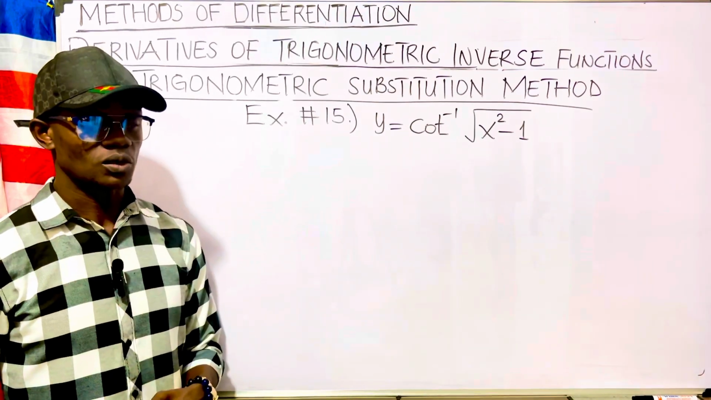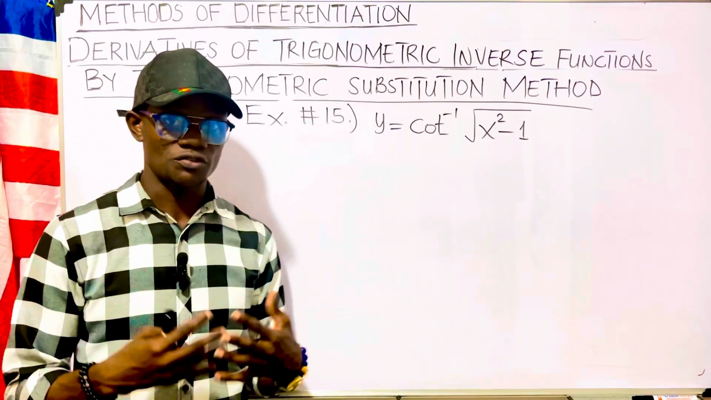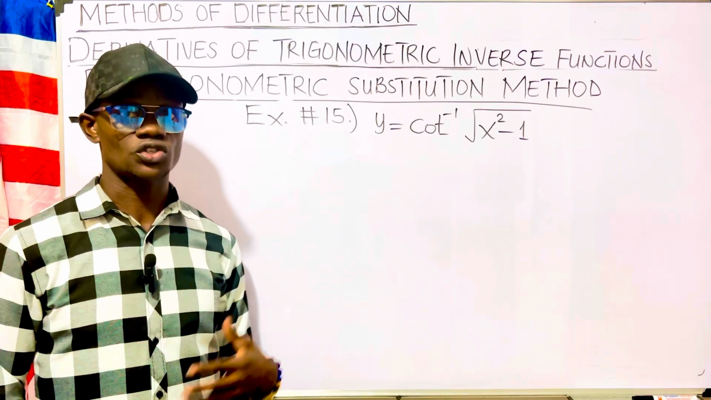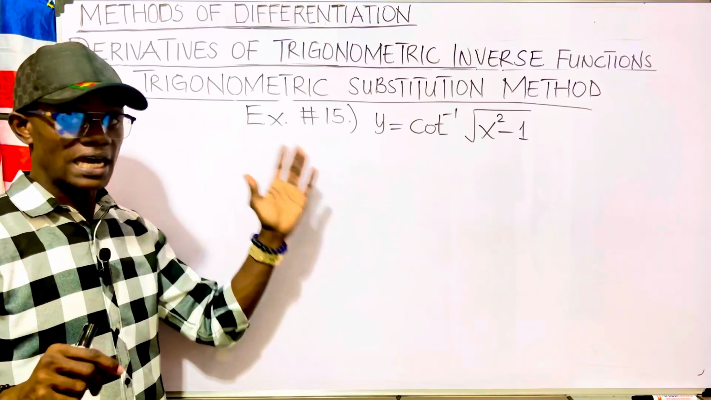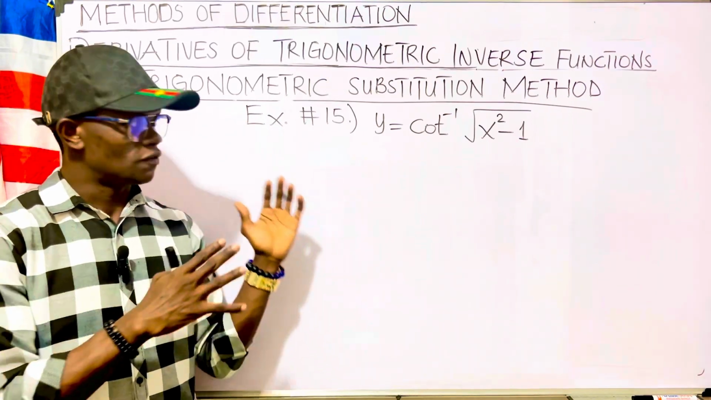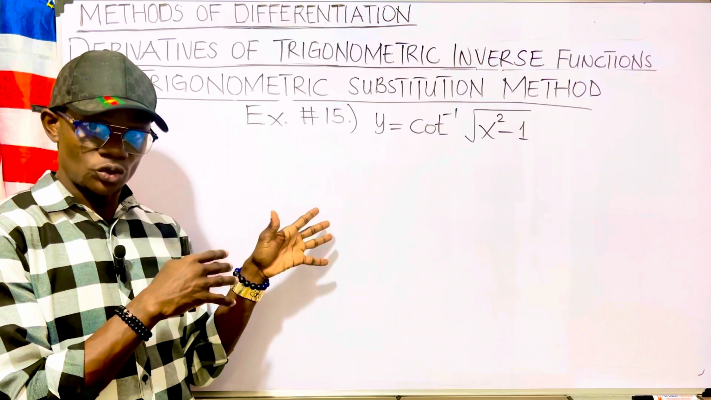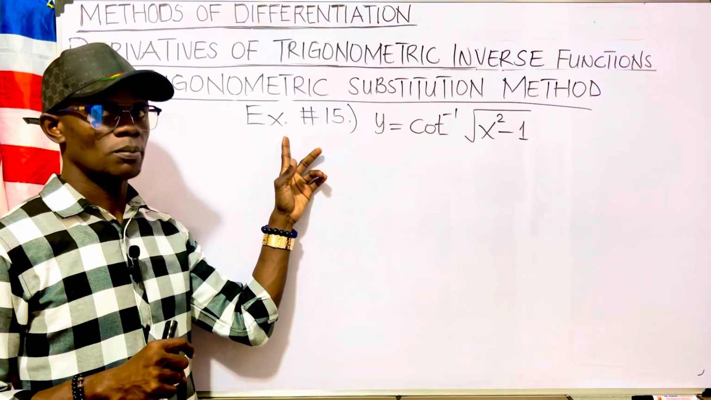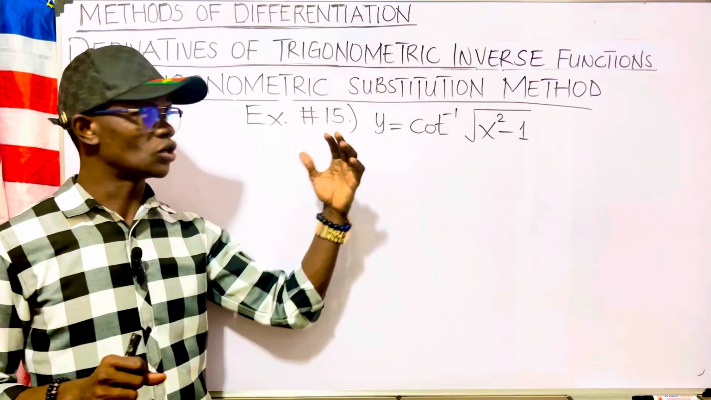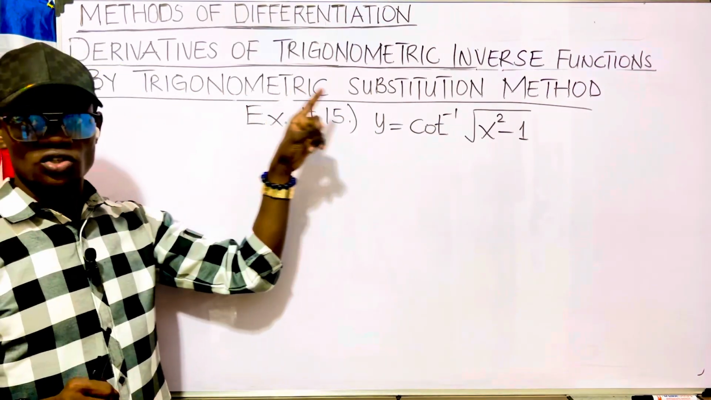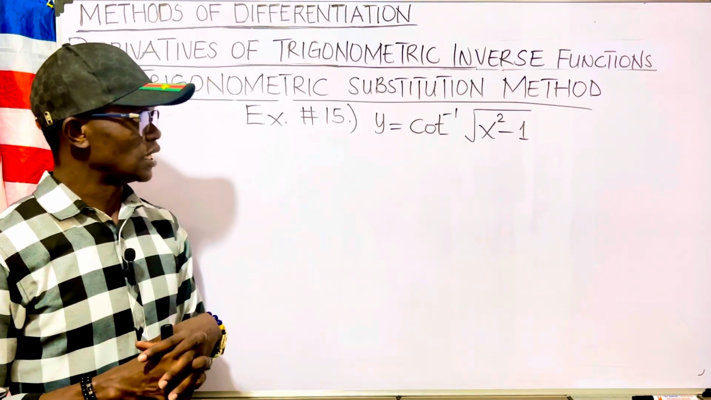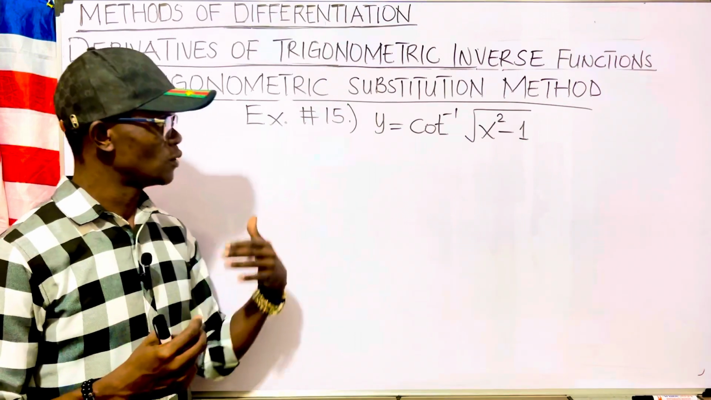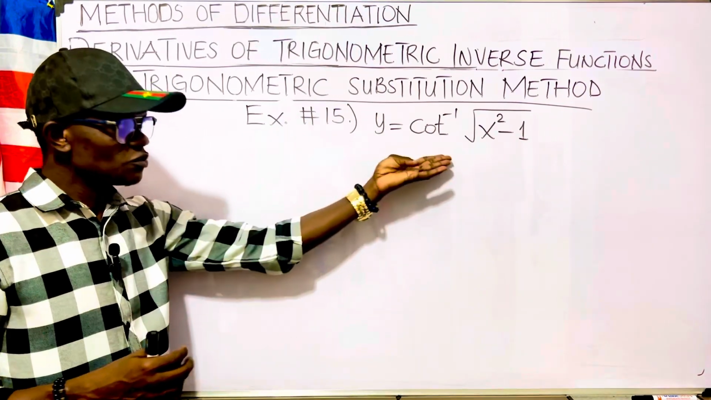So in today's lesson, we want to look at finding derivatives of inverse trigonometric functions using the trigonometric substitution method. Now, this is not a method that we've gone into yet, but we will do that in subsequent lessons, from example number 21 upward. We're going to treat the trigonometric substitution method in depth. But like we saw in question 13, we introduced it. We just want to solve this problem as well.